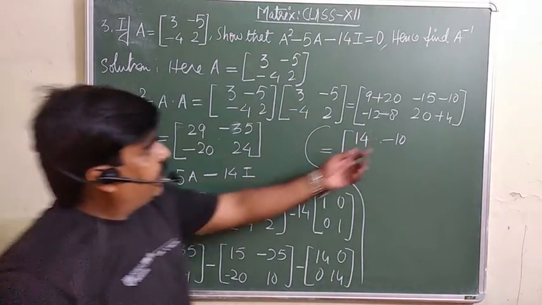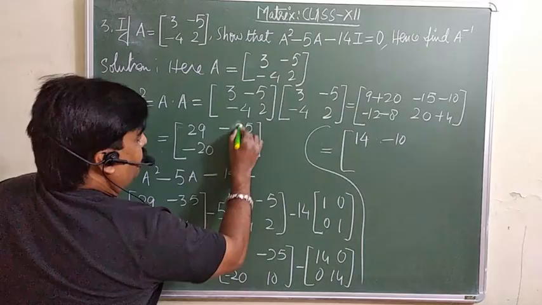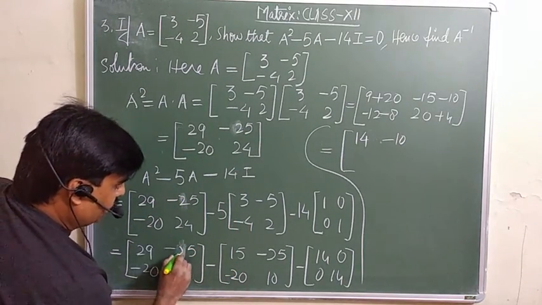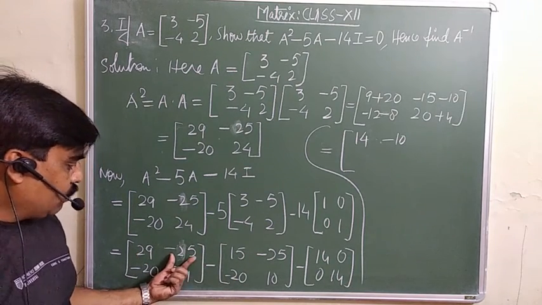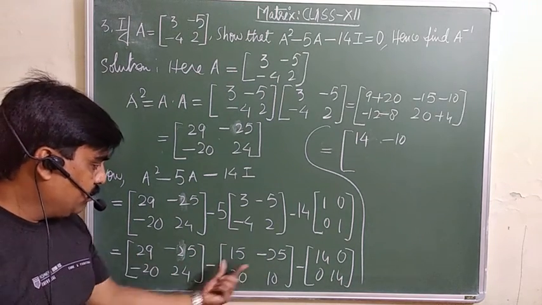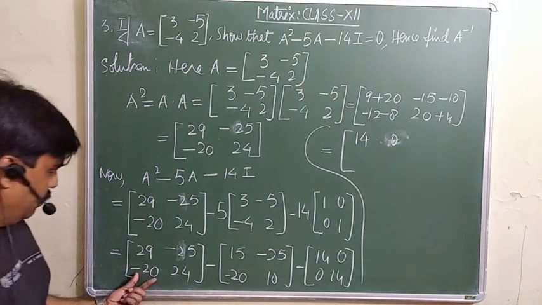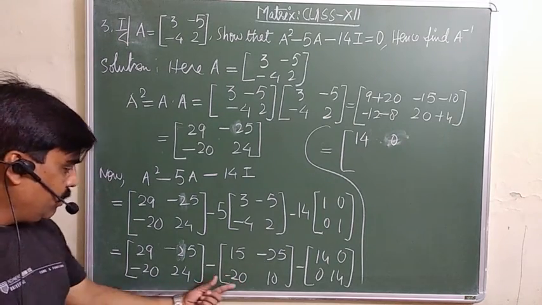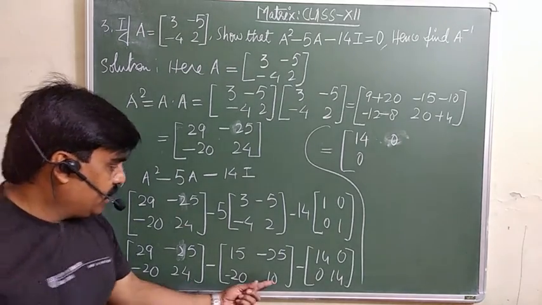Yes, here is a correction. Here it should be minus 25, not minus 15 minus 10. This is your minus 25. Now you are supposed to subtract: 29 minus 15, this minus 25 minus minus 25, so it becomes plus, so it becomes 0. And minus 25 minus minus 20, so it becomes plus 20. So minus 20 plus 20 is 0. And 24 minus 10, that is 14.